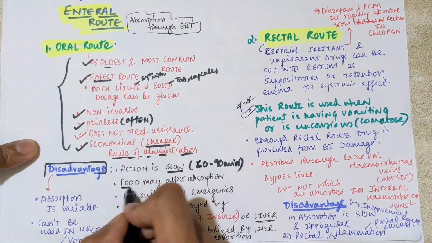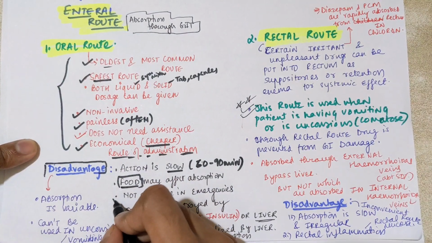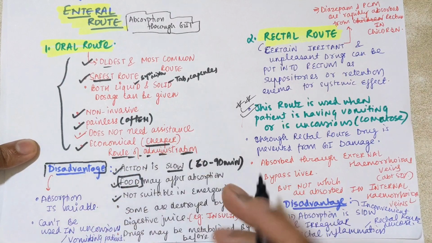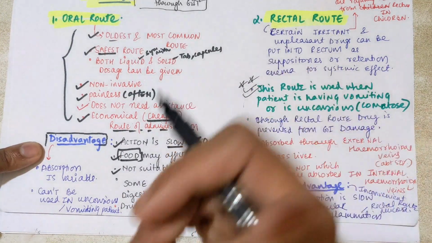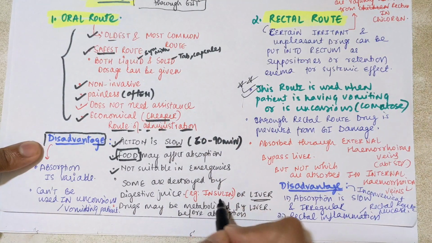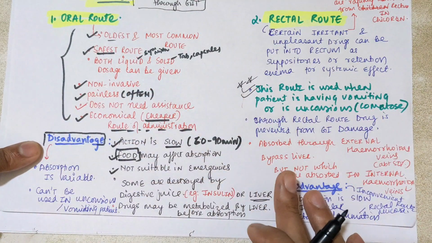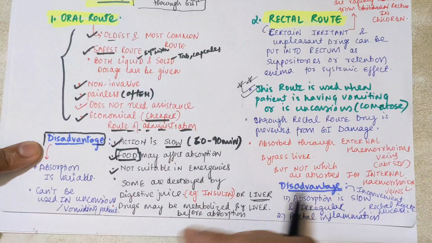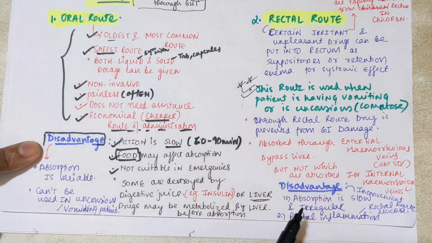Okay, if you take a drug with food, absorption will be delayed. As I told you, it is not suitable in the case of emergencies. And some drugs are sometimes destroyed by the digestive juice due to the higher pH of your digestive system. Like insulin: if you give insulin, it will be destroyed by the digestive juice, so there will be no effect of the insulin in the case of diabetic patients. So that is why we do not give insulin in the form of tablets or through the oral route.